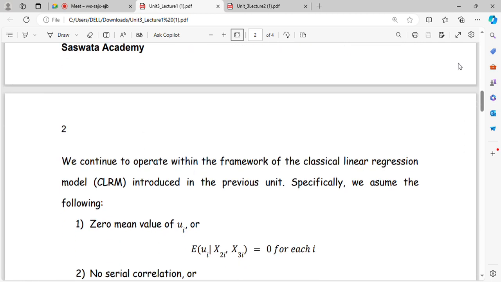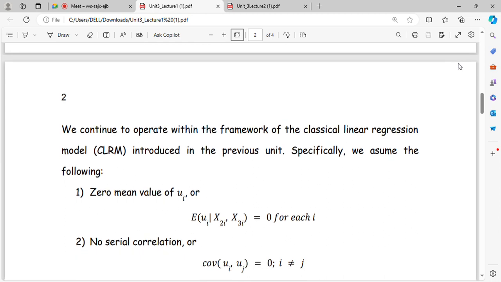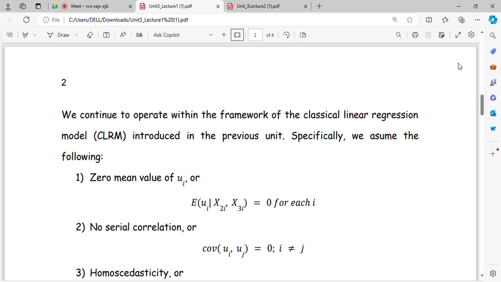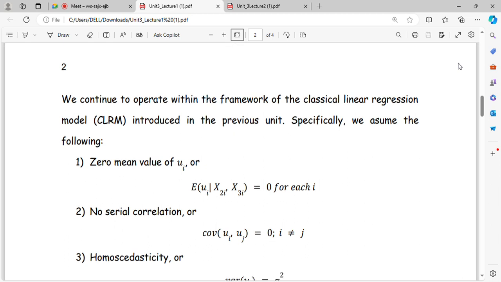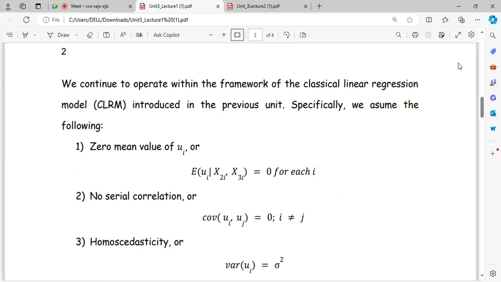We continue to operate within the framework of the classical linear regression model introduced in the previous unit, basically those Gauss-Markov assumptions. Specifically, we will assume that there is zero mean of ui. That means the expectation of ui given the non-stochastic values x2 and x3 will be zero. That means the expectation of the error term is zero. Next, we assume that there is no serial correlation. That means there is no autocorrelation, or you can say there should not be any correlation between the error terms of the i and j observations.